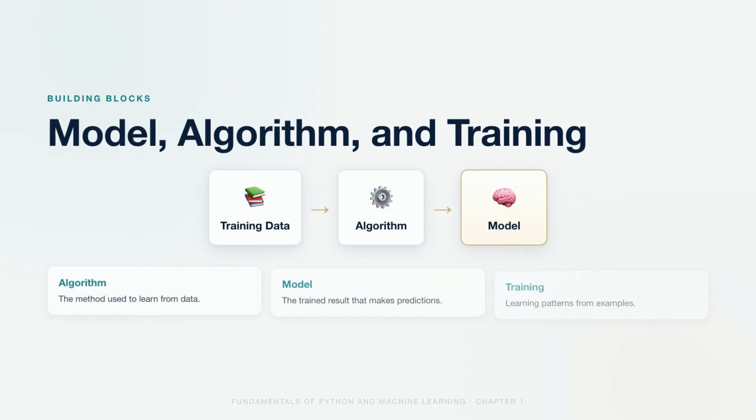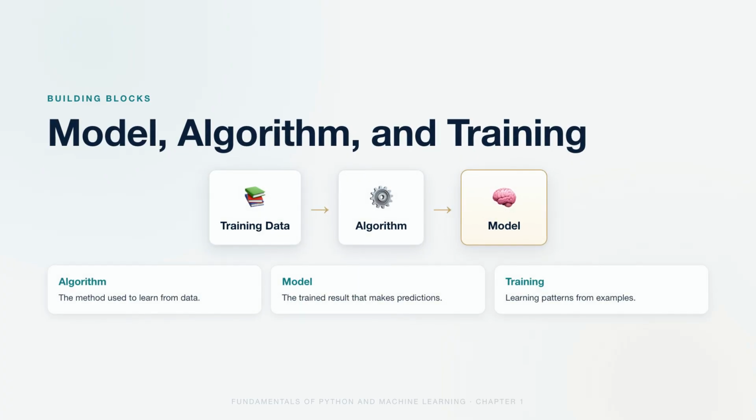Another important distinction is the difference between an algorithm and a model. An algorithm is the method used to learn from data.